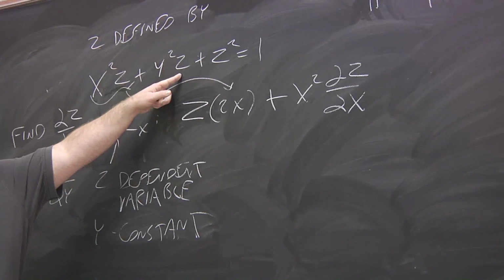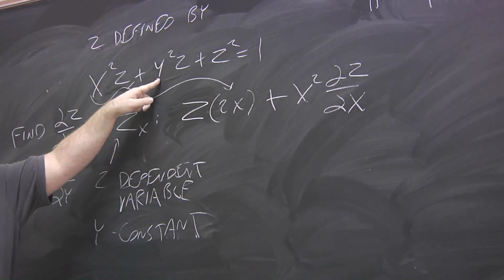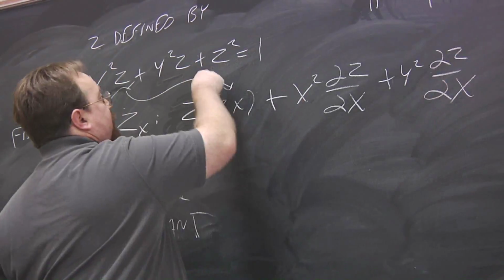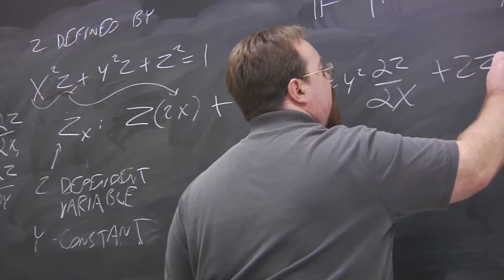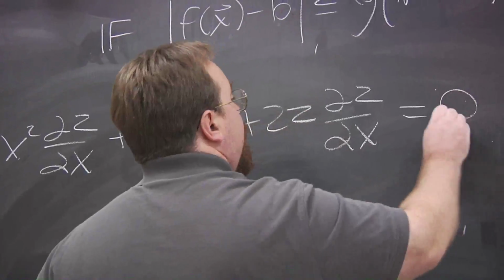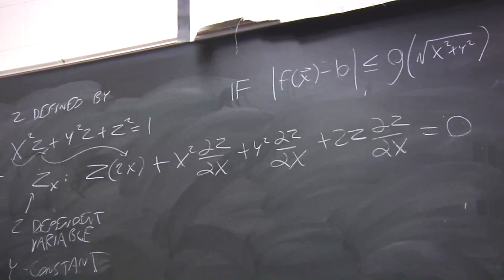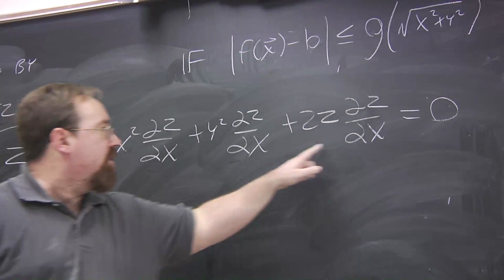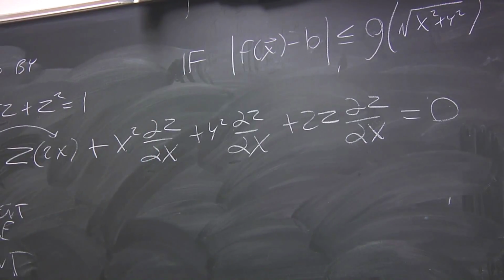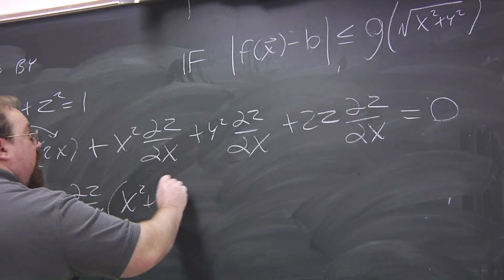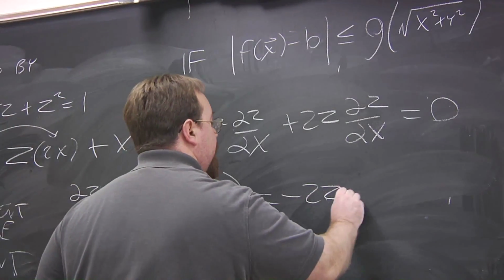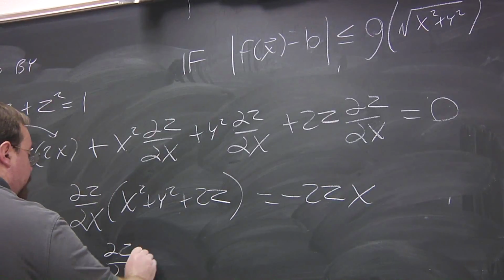This term, z depends on x, y squared is a constant. So we're just going to have y squared partial z with respect to x, plus z squared, so that's going to be 2z partial z with respect to x, is equal to 0 because the 1 is just a constant no matter what. So now we have partial z with respect to x multiplying this term and this term. Now what you can do is solve for the partial of z with respect to x. We have x squared plus y squared plus 2z times that partial is equal to, moving this to the other side, minus 2zx. So we can solve.